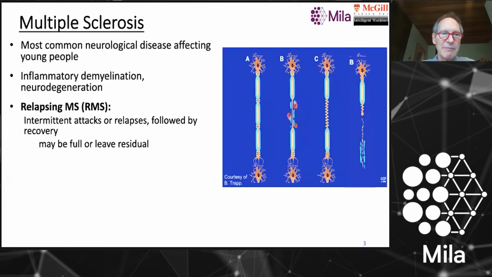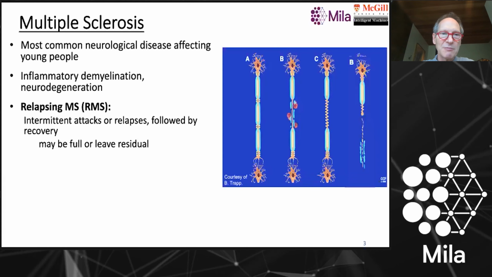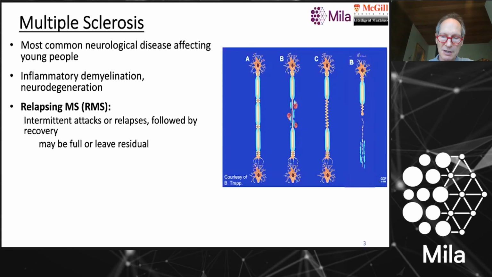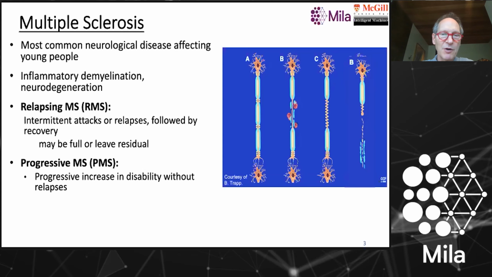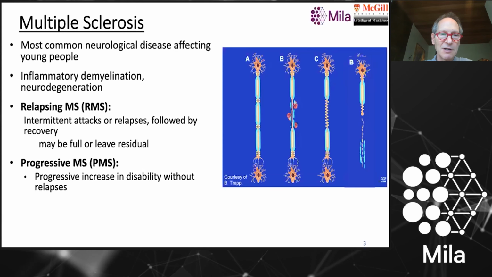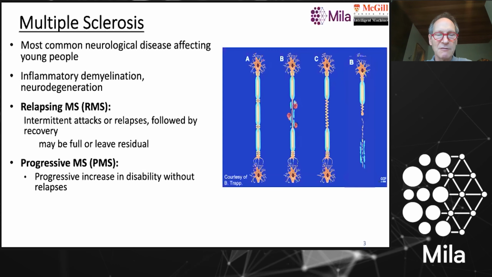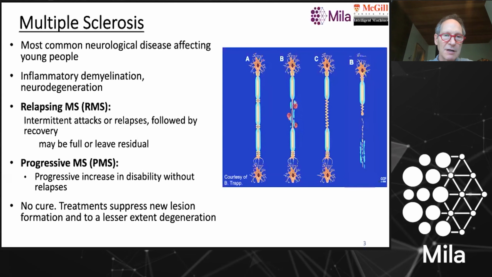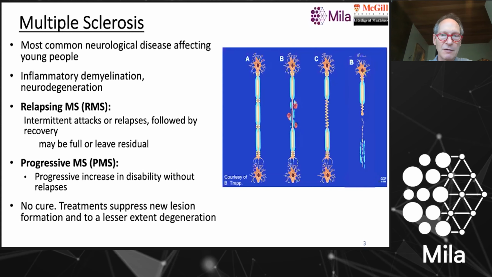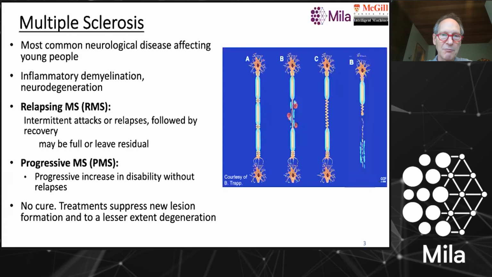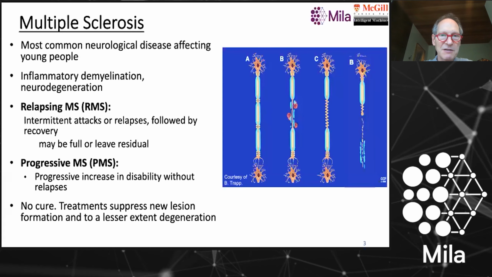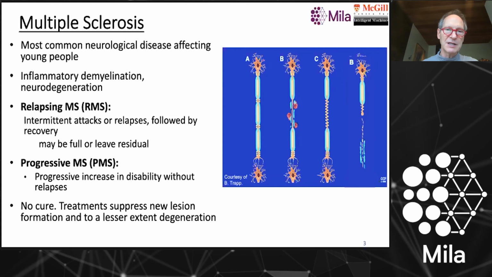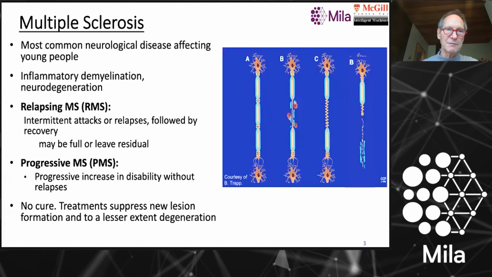There are basically two forms of MS: relapsing MS, in which patients have intermittent attacks of neurologic impairment, followed by variable recovery, which may be full or not. About 10% of patients have a progressive form of MS, in which the relapses do not appear, but they have a progressive accumulation of disability. There's no cure for this disease, but there are treatments, and these can be very effective for suppressing the focal inflammatory component of the disease that I've just described to you. They're much less effective at preventing the degenerative component of the disease. Hence, there is a major effort being undertaken to try and develop better drugs for the progressive component of MS.